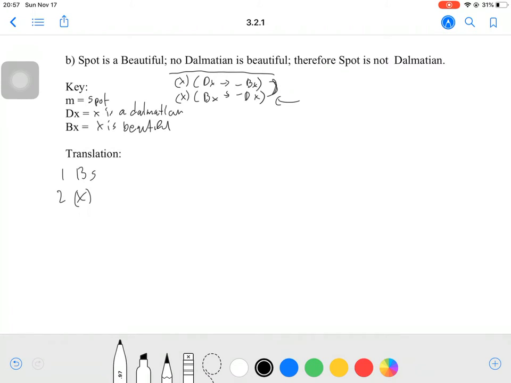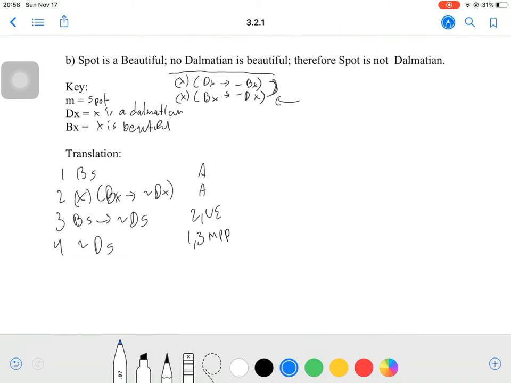Then no Dalmatian is beautiful: for all of x, if x is beautiful, then it's not a Dalmatian. Both of these are assumptions. Line 3, from line 2, we use UE. And then for line 4, using 1 and 3, we get not Ds, using MPP. And then for our assumption lines, that's a 1, that's a 2, that's a 2, and that's a 1 and a 2.